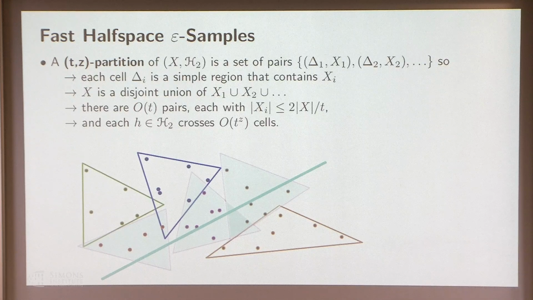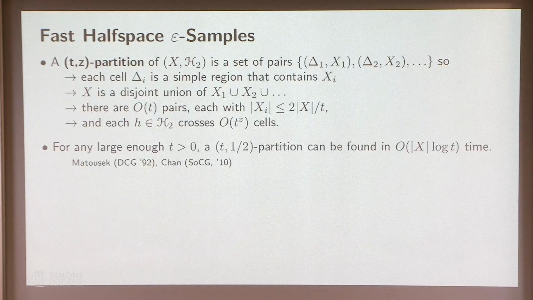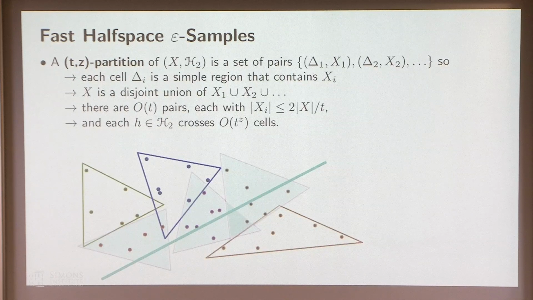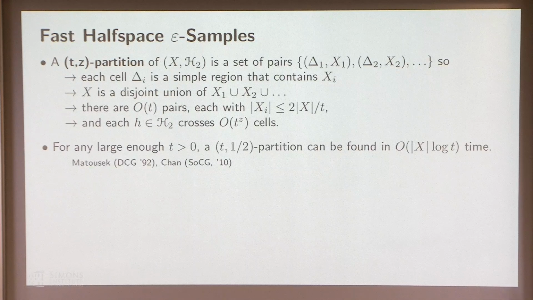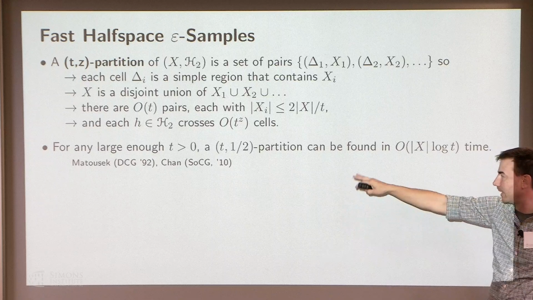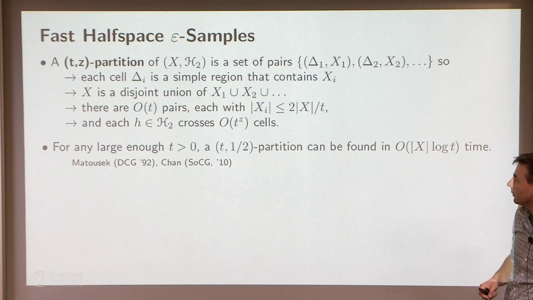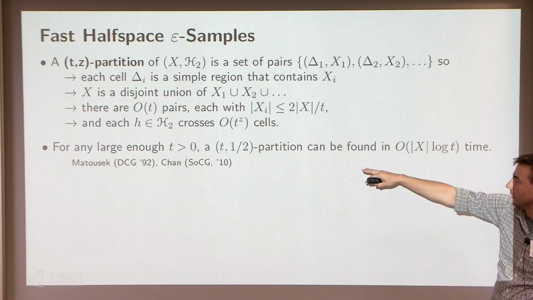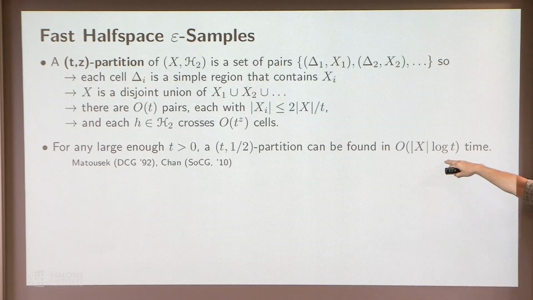Okay, so yeah. Your picture, the partition creates the triangles in the picture. And you're trying to have good properties with respect to all these half spaces. Yeah, and this has been studied. These are very classic results in geometry. Basically, Matousek had a good solution in the early 90s, refined by Chan about 10 years ago. And basically, you can get a z equals 1/2 partition in close to linear time.